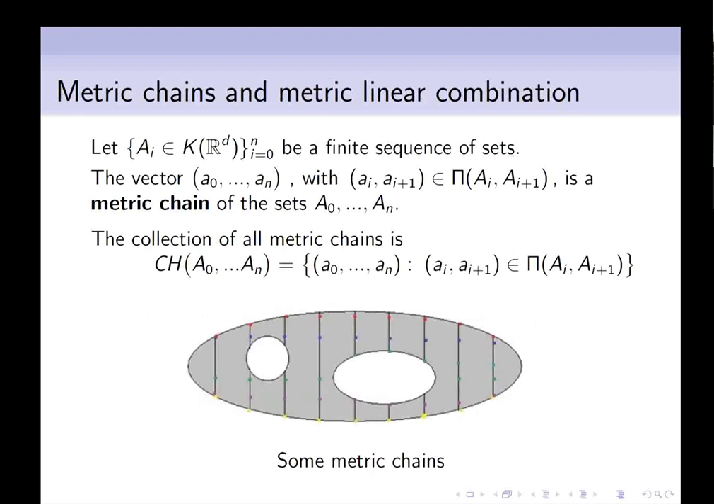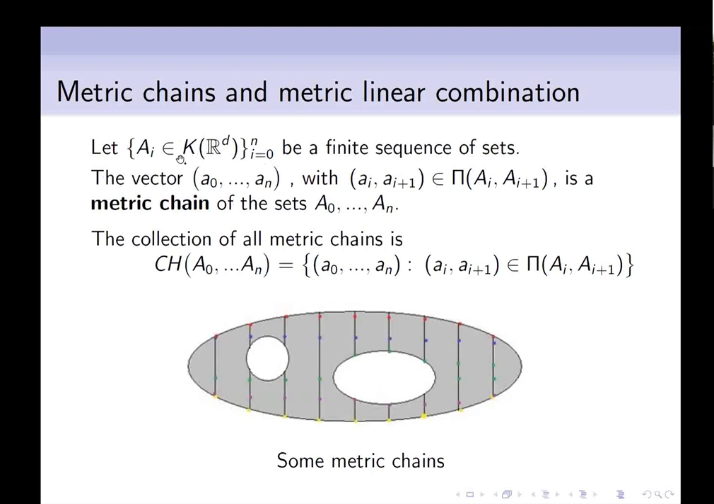The lack of associativity of the metric average is the reason why it is so hard to extend this average to three or more sets. Anyway, we want to do it. So suppose that we are given a finite sequence of sets. First, I introduce a new notion, which we now call a metric chain instead of a metric pair. What is a metric chain?